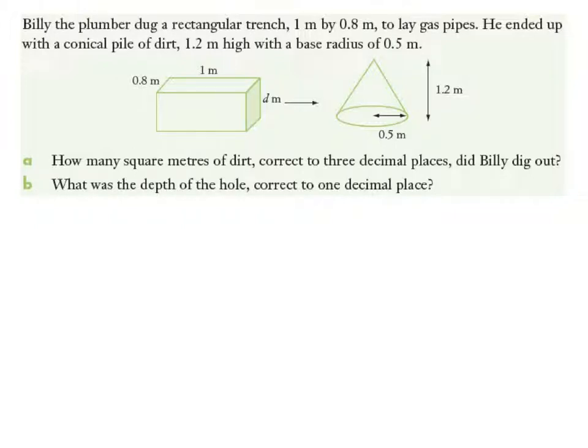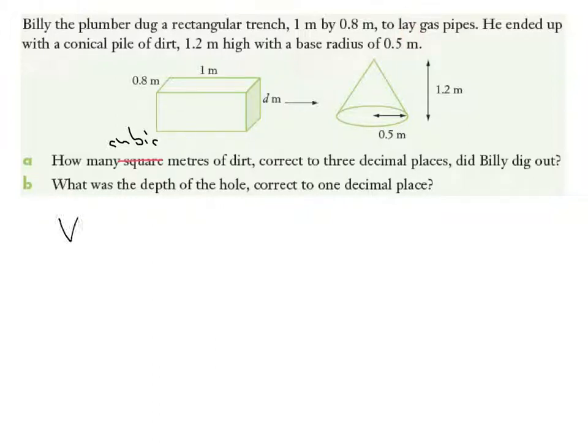Question A, how many square metres of dirt, correct to 3 decimal places, did Billy dig out? Okay, there is no such thing as square metres of dirt if you're digging dirt out. This question is wrong because it's just a misprint. They've made a mistake here. They should have said cubic metres of dirt. So we can't use the trench to find the volume of dirt dug out because D is unknown. We can use the resulting pile to find it though.